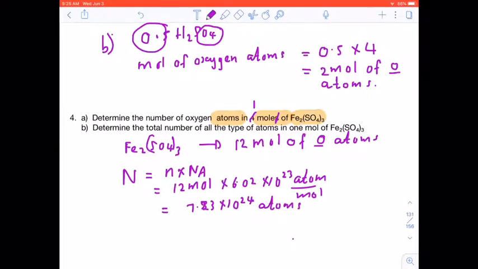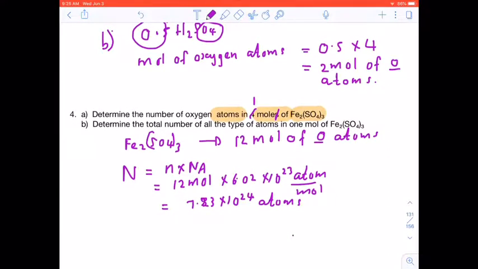It could have been 4 moles of that. If it was 4 moles of the sample, then it would be 12 times 4, which is 48. So it would be 48 moles of oxygen atoms. But I've just dealt with 1 mole.